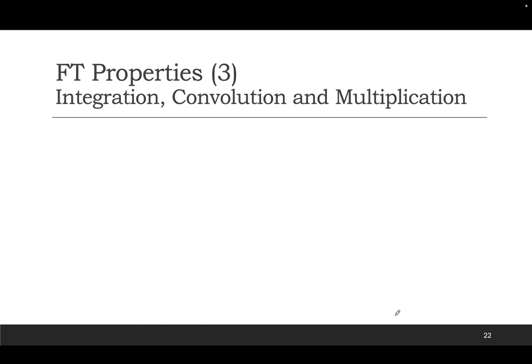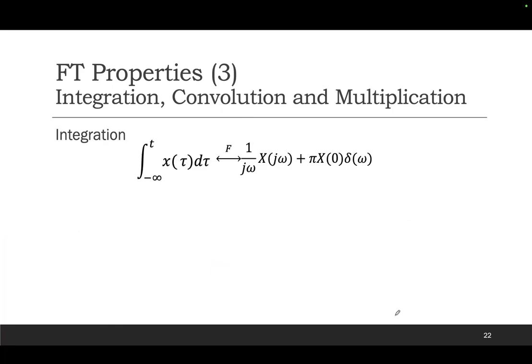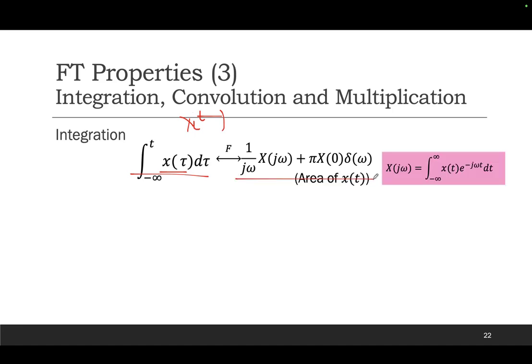Okay. And then integration, convolution. This is integration. If you have a signal x(t) and the FT is X(jω), then for this new signal, the FT is like this. This is just the FT of x(t), and this part is the integral of x(t), we talked about that.